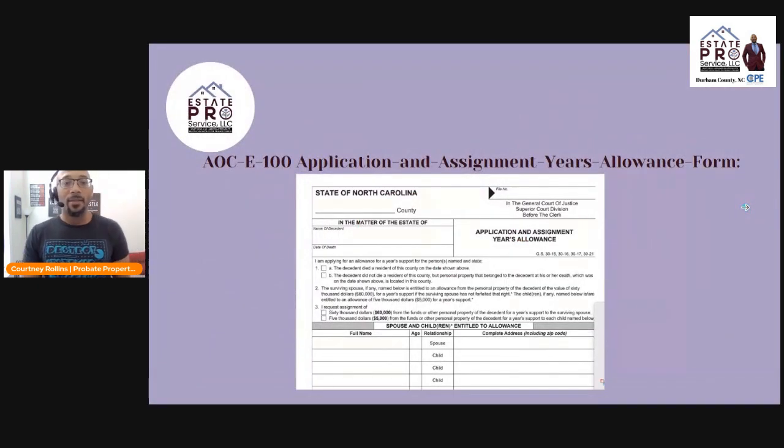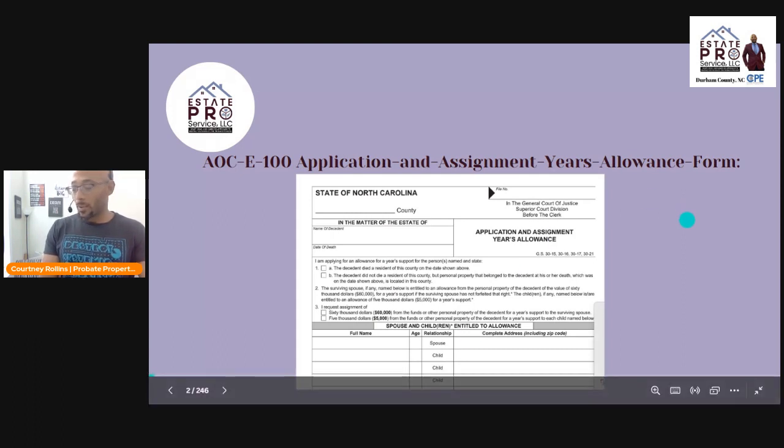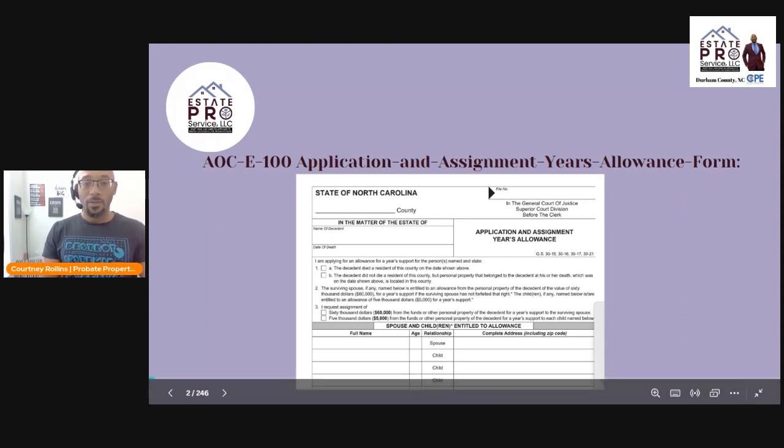So, let's look at some of these documents. The first one we're going to look at is AOC-E-100. That's the application and assignment of year's allowance form, which allows the spouse or some of the children who are involved in the estate to be able to receive funds as dictated by the laws. So that's one document that you will definitely, well, not definitely, but you may want to use.